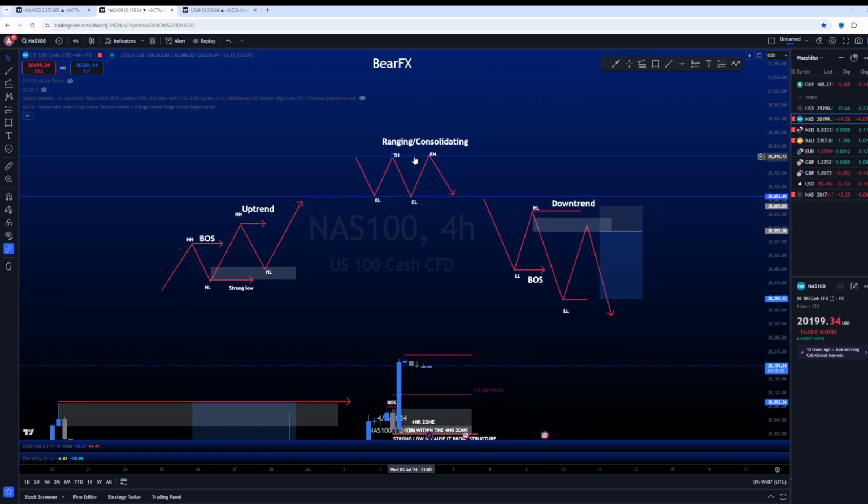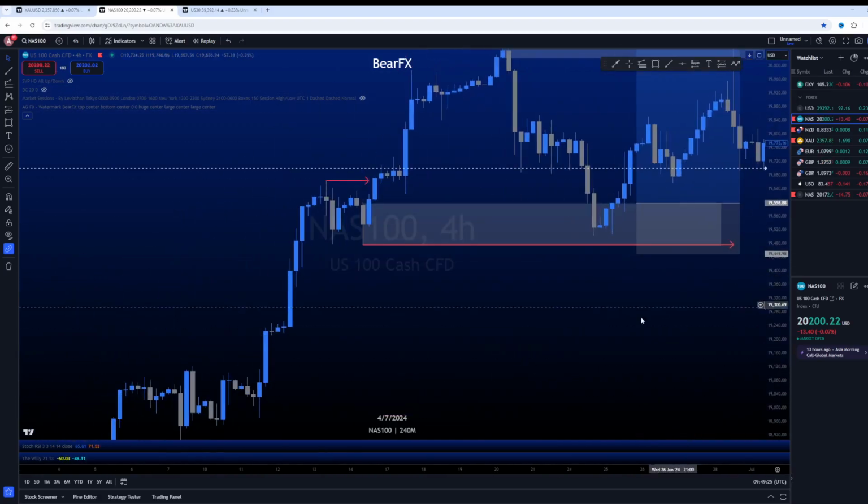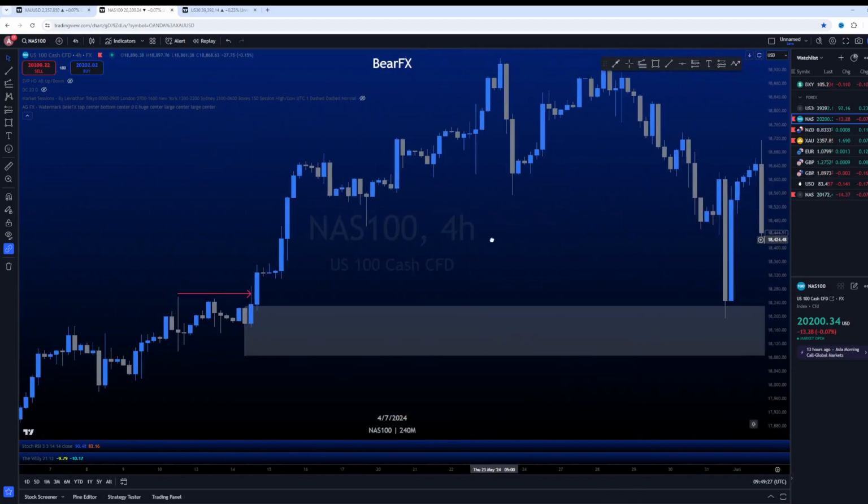And equal range, ranging, consolidating. I leave ranging and consolidating alone. I don't really like to get in there too much because the probabilities aren't as good. And then on the downtrend, like I say, you always want to try and go with the trend. Fresh 4-hour zone. Okay, and we've had a couple of examples there and down here.